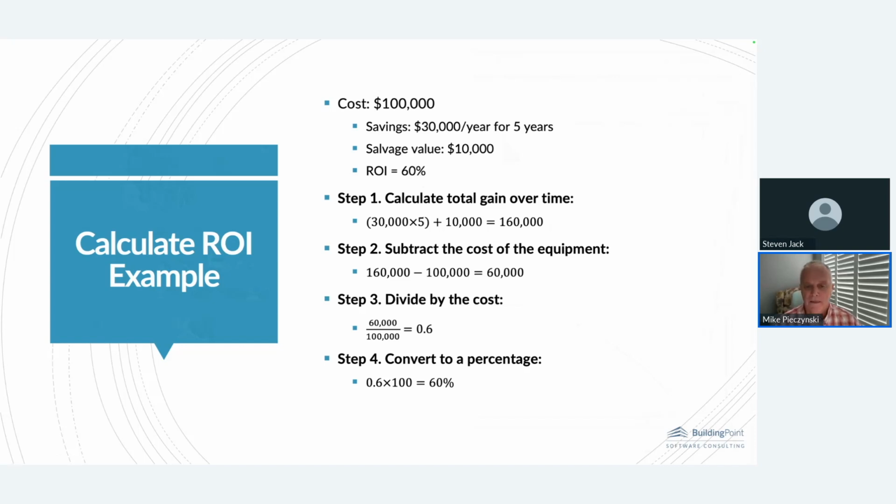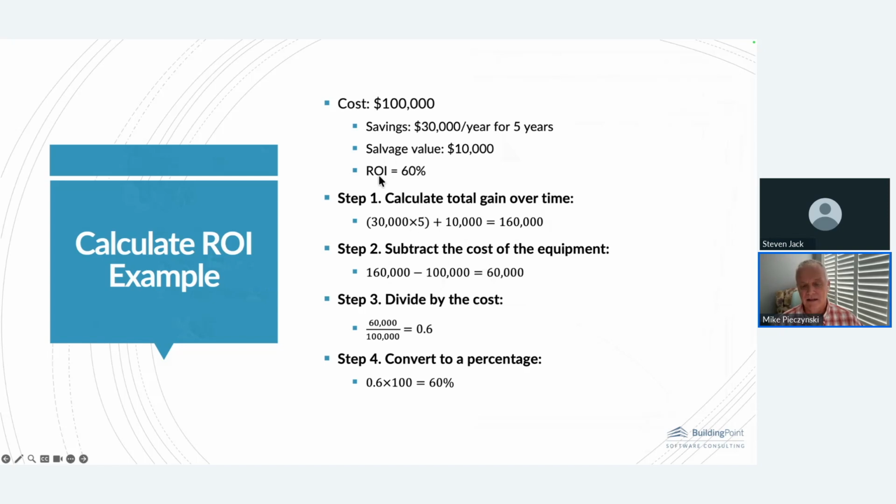So how did we get there? Well, step one is we calculate our total gain over time. We're going to gain $30,000 for 5 years, plus we're going to get 10 resale or salvage value at the end. So that adds up to 160 grand. That's what we're going to get. We then subtract the cost of that equipment. So 160 minus our 100 investment is $60,000.